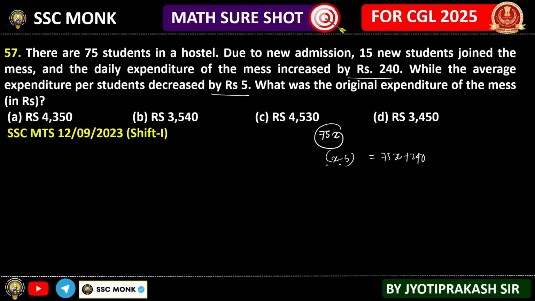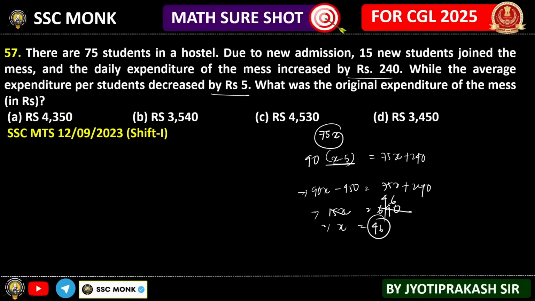Now this is the average of how many students? 75 plus 15, that is 90 students. So I can write 90x minus 450 is equal to 75x plus 240. So if I take this to one side, 15x is equal to 450 plus 240, that is equal to 690. So x is equal to 46, since 15 fours are 60, 15 sixes are 90.